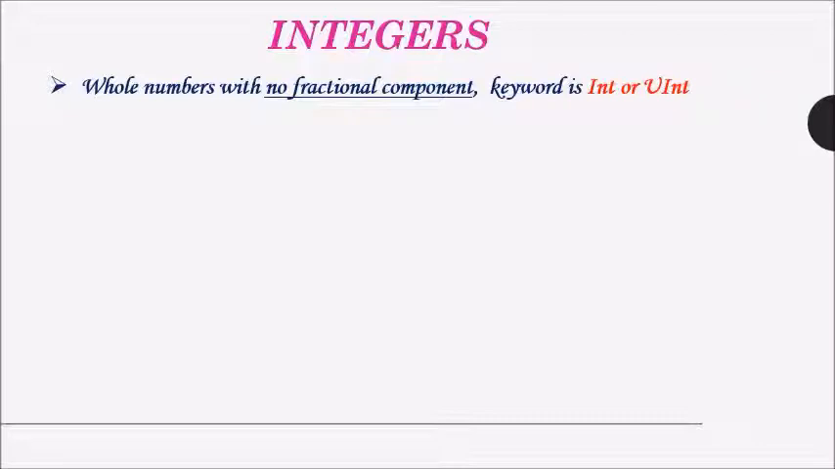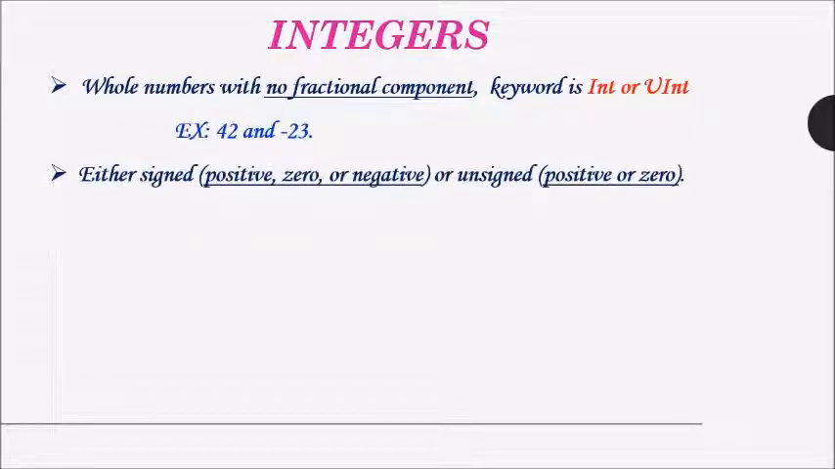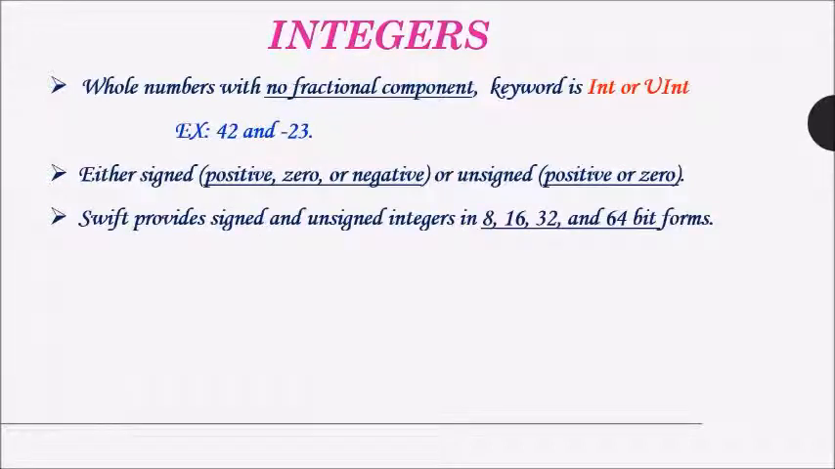Integers, positive or negative or 0, that's non-decimal numbers, are called integers. They use the keyword Int or UInt. For example, 42 and minus 23 are integers. Either signed or unsigned integers can be used. Signed integers are positive, 0 or negative. Unsigned integers are positive or 0 values. Swift provides signed and unsigned integers in 8-bit, 16-bit, 32-bit and 64-bit forms.